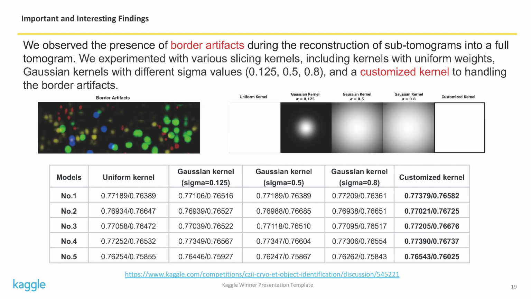Another interesting challenge we encountered was the presence of border artifacts during the reconstruction of subtomograms into full tomograms. We tested various kernel types, including uniform, Gaussian, and customized kernels, to mitigate this issue. Our experiments showed that the customized kernel resulted in the best performance, effectively reducing the artifacts.